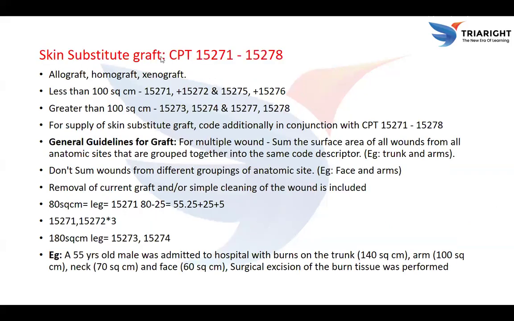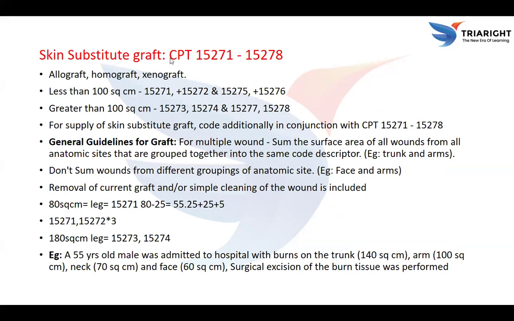So next is skin substitute graft. What is a skin substitute graft? It is a biological or synthetic material which is used to cover a wound instead of the patient's own skin. It is commonly used in burns, large chronic wounds, diabetic ulcers, and when autograft is not possible immediately.